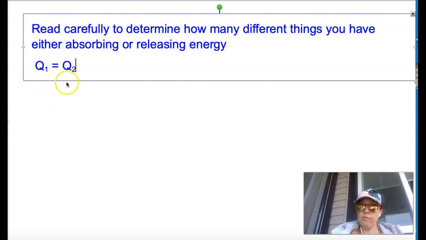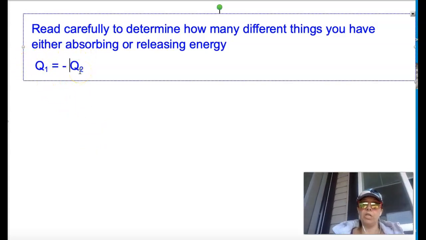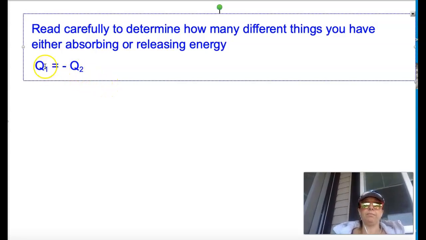So to take care of the fact that they're going to have different signs, you're just going to throw a negative on one side. It really doesn't matter if you throw it on this side or this side. But you need to throw a negative in so that these wind up actually equaling each other, okay? And again, why we can do this is the laws of thermodynamics, right? Energy absorbed equals energy released.